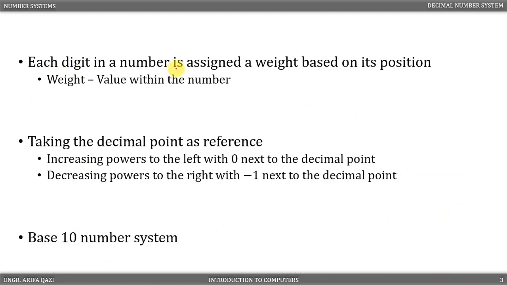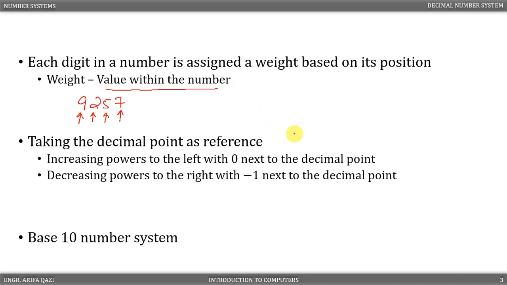Every digit in a number is assigned a weight based on its position, as we discussed earlier, and the weight is the value of that digit within that number. As I said, in 9, 2, 5, 7, 7 had the value of 1, 5 had the value of 10, 2 had the value of 100, and 9 had the value of 1000. Now, this is easy to calculate because this is a whole number.